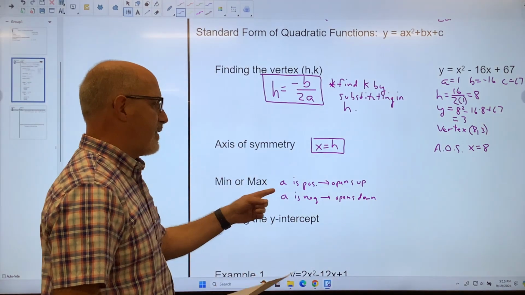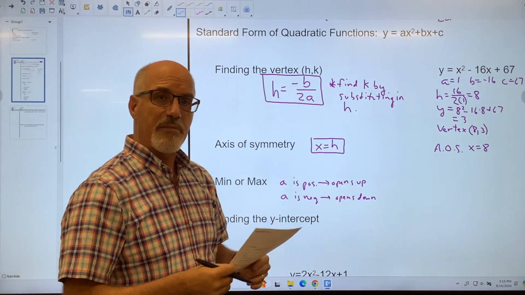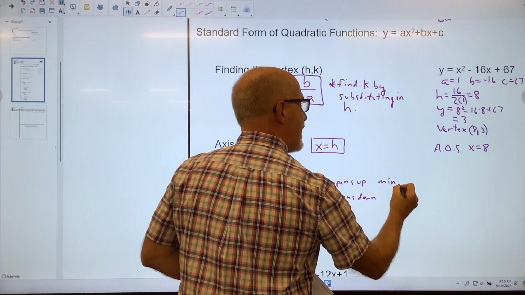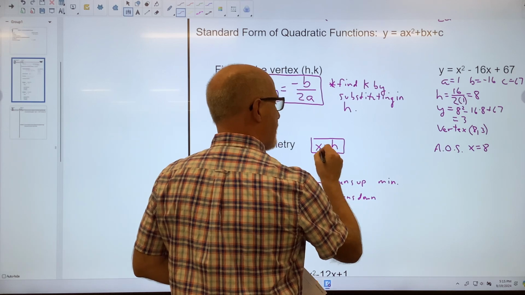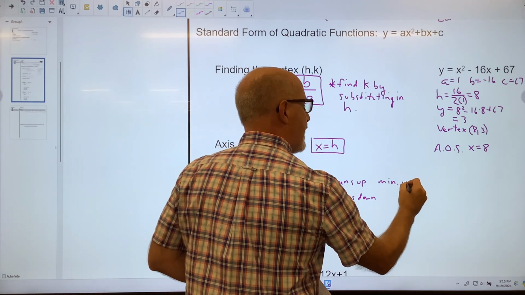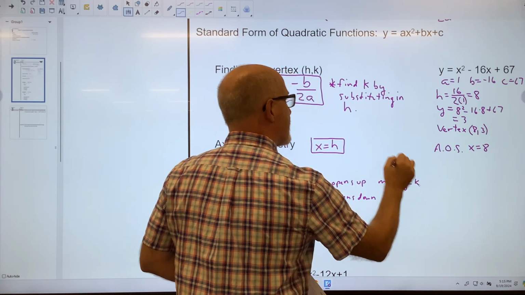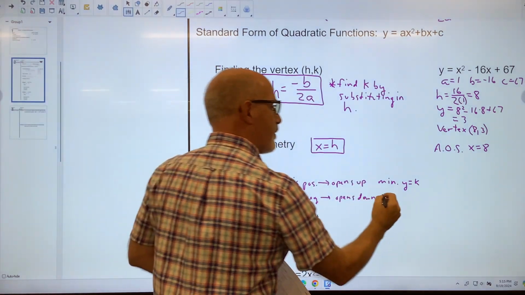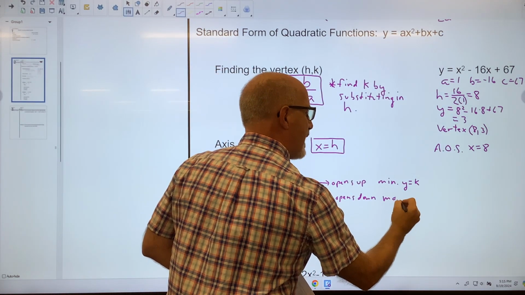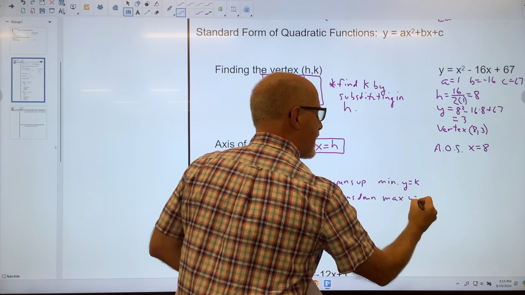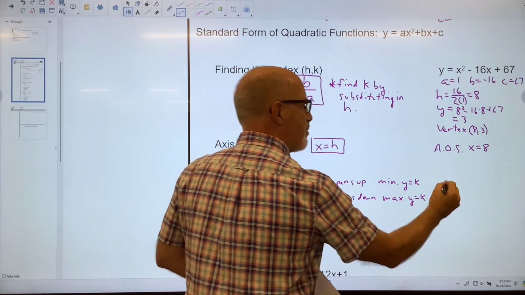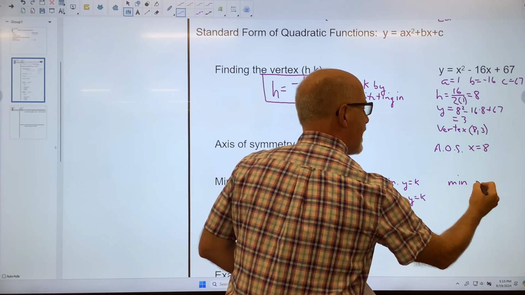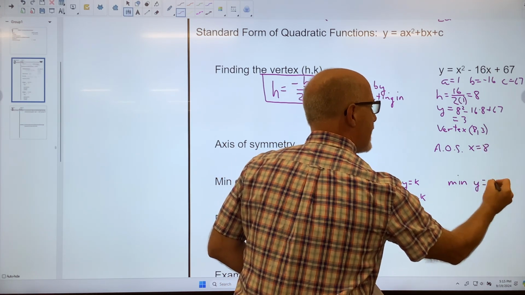When it opens up, we have a minimum. That means we'd have a minimum at y equals k at the vertex, the k value at our vertex. If it opens down, we have a maximum at y equals k. So in this example, because it opens up, we would have a minimum at y equals negative 3 at the vertex.